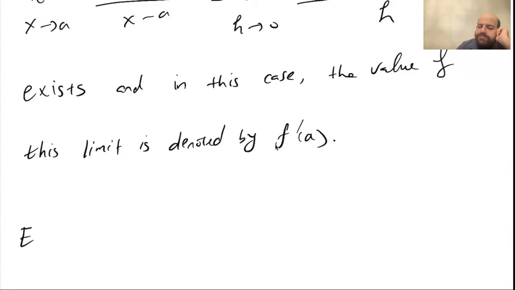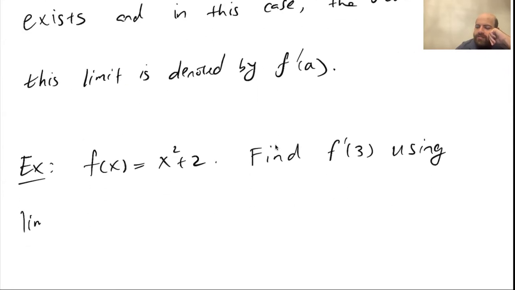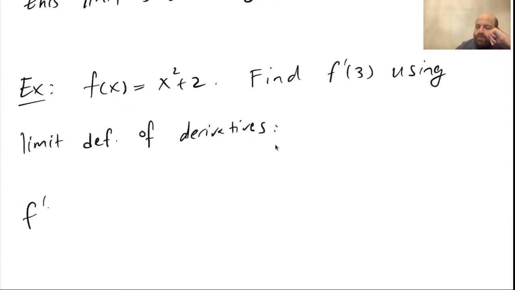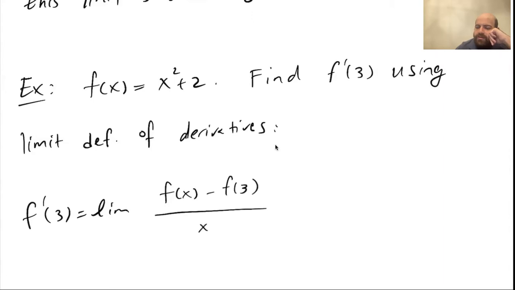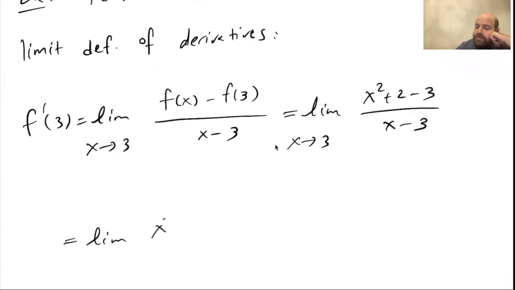So for example, let's say f of x equals x squared plus 2. Find f prime of 3 using the limit definition of derivatives. So f prime of 3, we know that it's the limit of f of x minus f of 3 over x minus 3, x approaches 3. And this one, we can write as the limit of x squared plus 2 minus 3 divided by x minus 3, x approaches 3, which can be written as limit x squared.